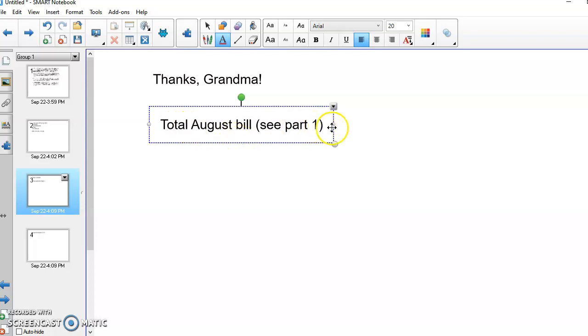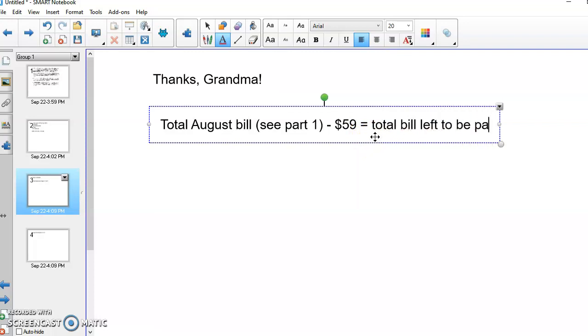And what you're going to do, if Grandma is going to chip in $59, well, that means that the total bill is going to be $59 less. Again, thanks, Grandma. What does that equal? So I want you to solve that by subtracting the total bill from part number 1 minus $59 to find out what that equals. Because we'll say that's the total bill left to be paid.